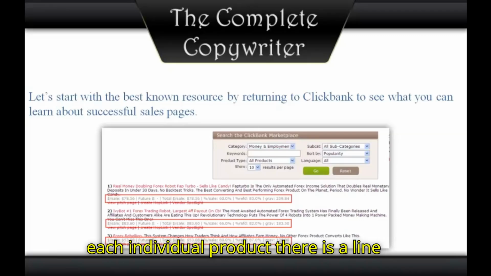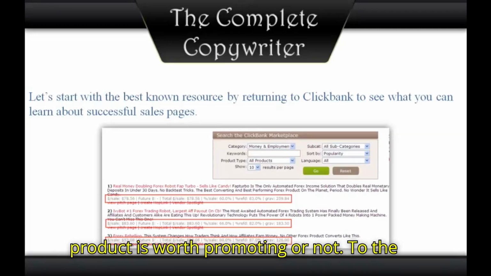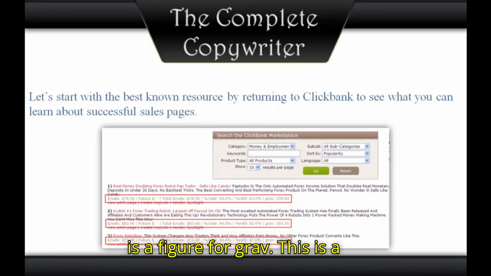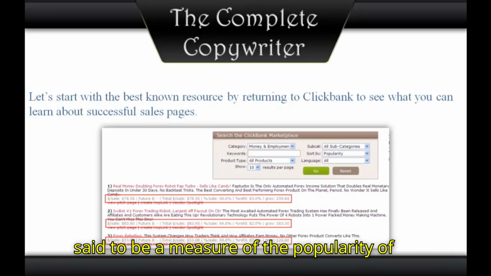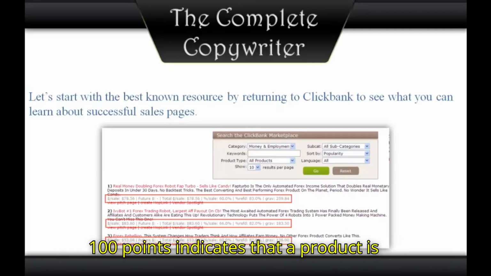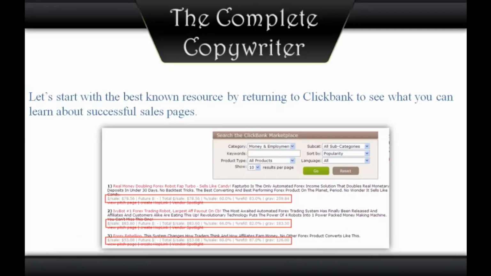Under each individual product, there is a line of statistical information, which is data that ClickBank affiliates use in their research into whether an individual product is worth promoting or not. To the far right on every highlighted line, there is a figure for GRAV. This is a short version of gravity, which is often said to be a measure of the popularity of the product concerned. Any number above 100 points indicates that a product is very popular, so all of the products in the previous screenshot would appear to fall into this category.